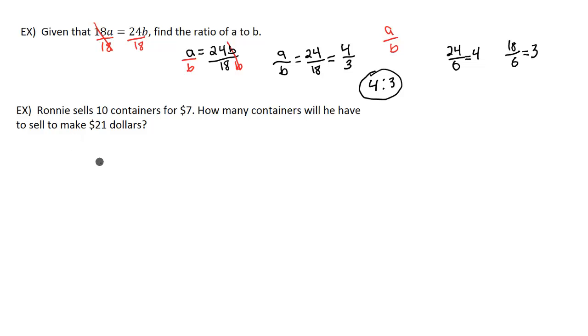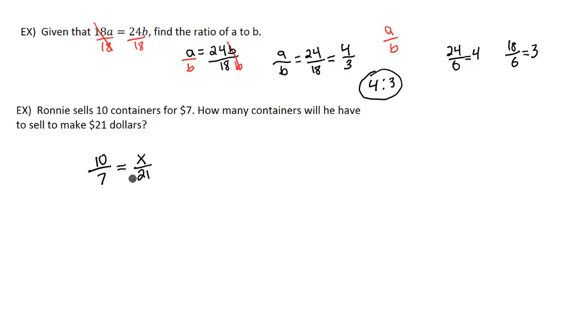Now in this question down here, we don't have any proportions set up, so we have to set that up first. It says Ronnie sells 10 containers for $7. So right away what I could do is write 10 containers per every $7. And that's going to be equal to something. So it says how many containers will he have to sell to make $21? Well, first of all, we know that 10 is the containers, 7 is the dollars. So if we put down here the amount of dollars that he wants, well, on the numerator, that's the unknown number of containers that he has to sell. If we have 10 over 7, that equals x over 21.